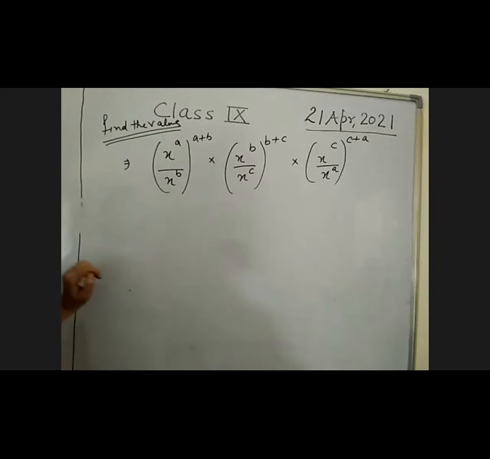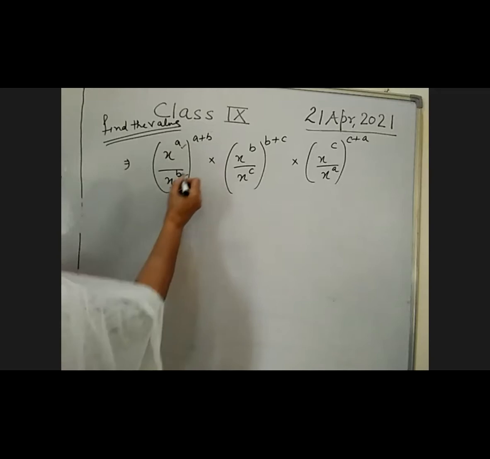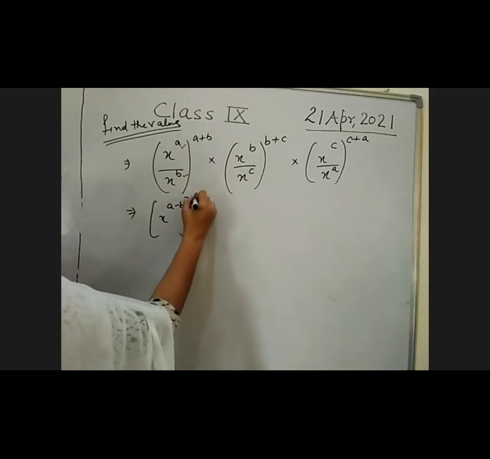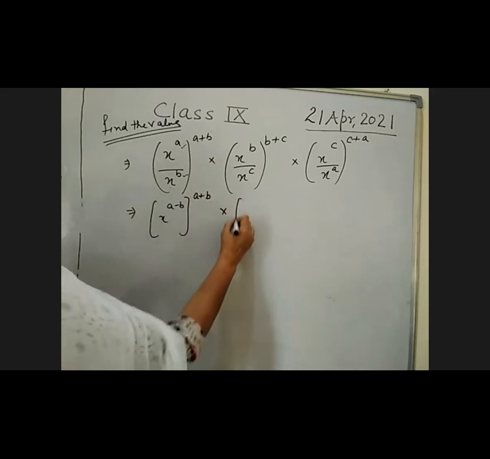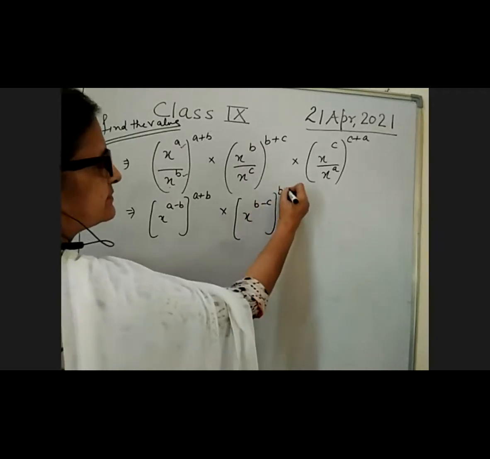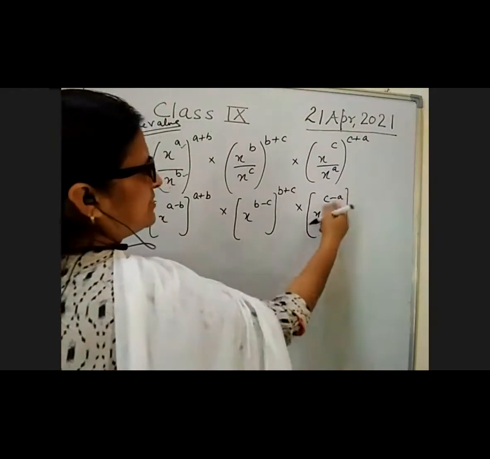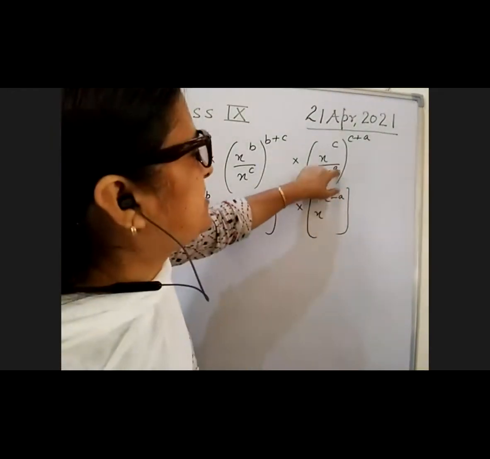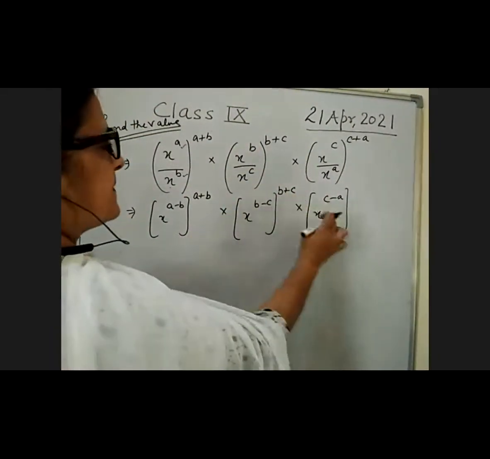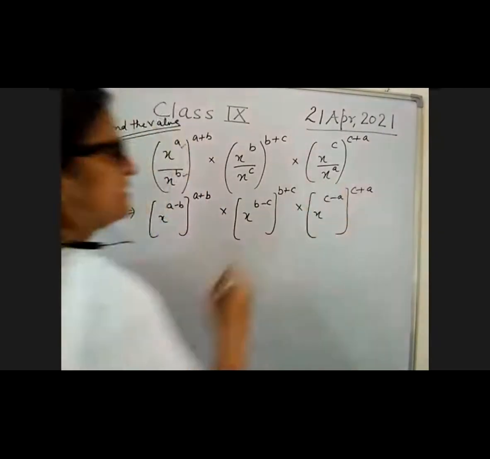So how will you find this? Now the bases are equal. The powers given here are a and here b, so the powers are subtracted. And here the bases are again equal, the powers are subtracted. Now the bases are again equal, the powers are subtracted. When this power goes up, all three, it becomes negative here. Okay, and this is your c plus a.